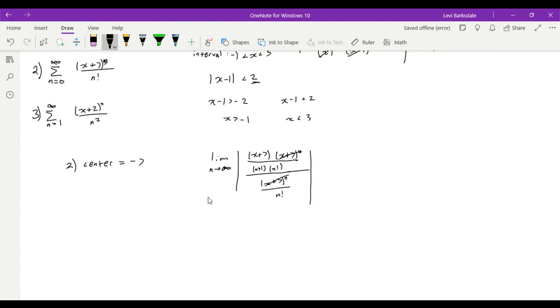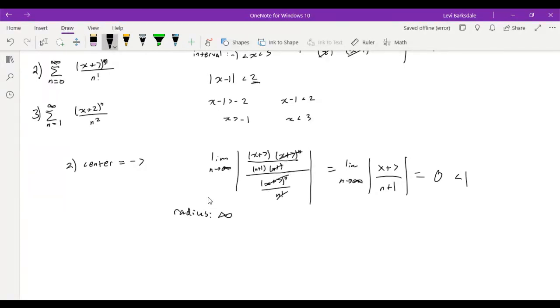Simplify what we can. That leaves us with the limit as n approaches infinity of the absolute value of x plus 7 over n plus 1. And in this case, since we're using the limit as of just n, this would actually be 0 exactly, because we treat x like a constant, so this would make it bottom heavy. And 0 is always less than 1, regardless of the value of x. So this tells us actually that our radius is infinite, because we can have any x value.